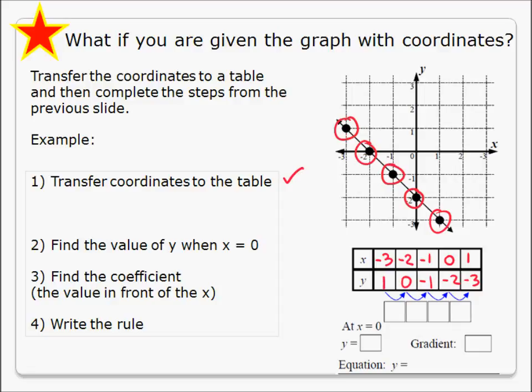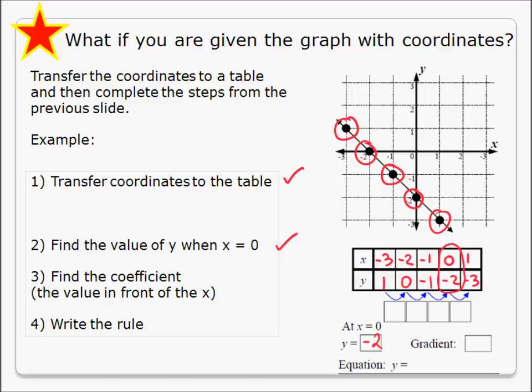And now I can just follow the steps from the previous slides. So the main thing I want to look for now is the value of y when x equals 0. So looking across the x values, I can find there's x equals 0. That's the pair that I want to look at. So when x equals 0, y equals negative 2. I'm going to place that down in this little box here. So there, that's done.